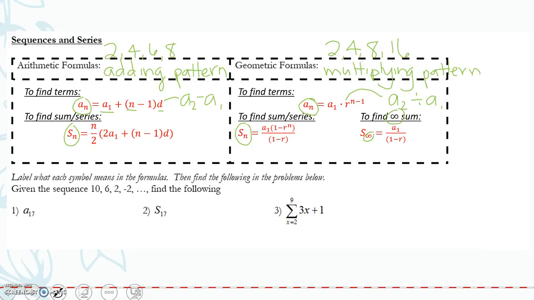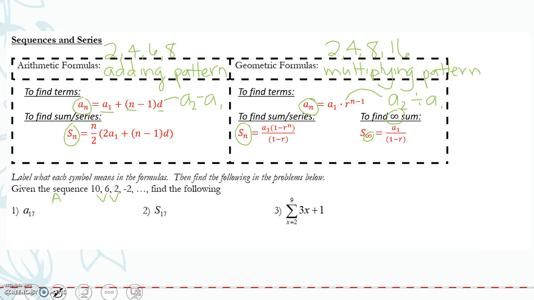Find the following in the problems below. Given the sequence 10, 6, 2, -2, find the following. The first thing you need to do is figure out if it's an arithmetic or a geometric pattern. If you're not sure, you can find the difference between the first 2 terms and then the difference between the next 2 terms. If it's the same, then it's arithmetic. In this case, it is the same. I'm adding -4 each time, so that means it's arithmetic.